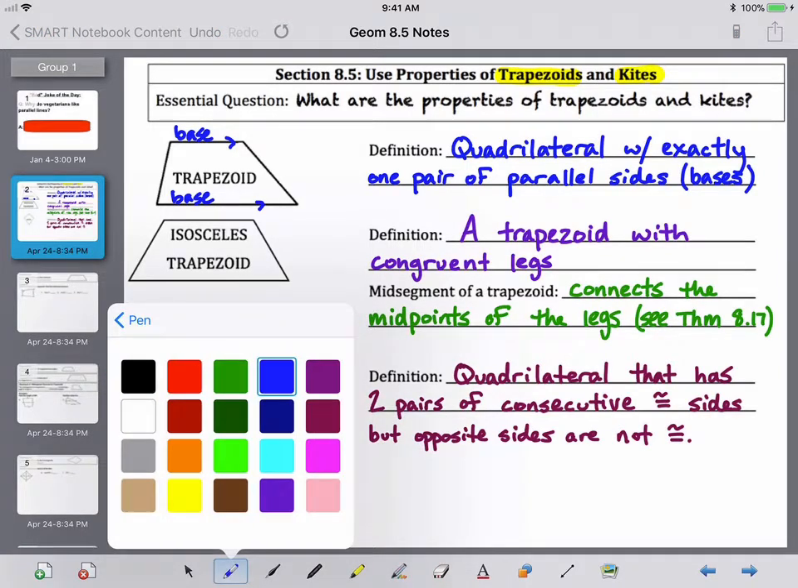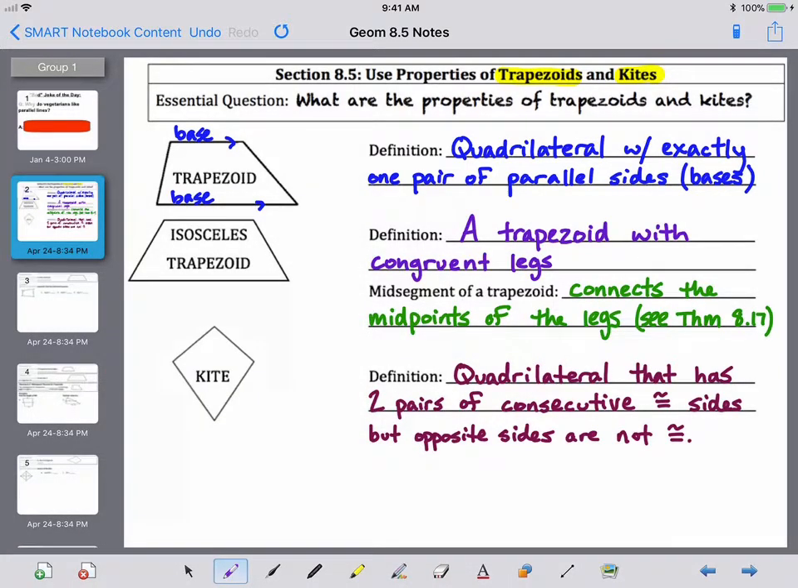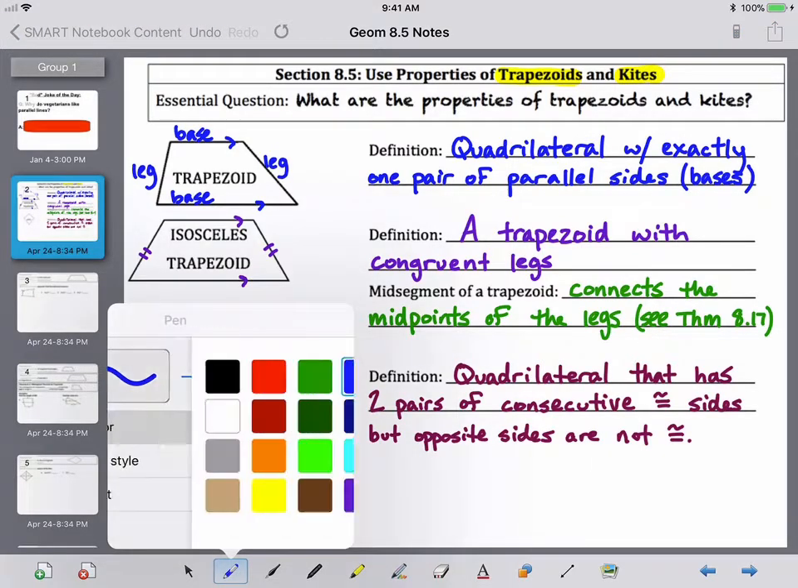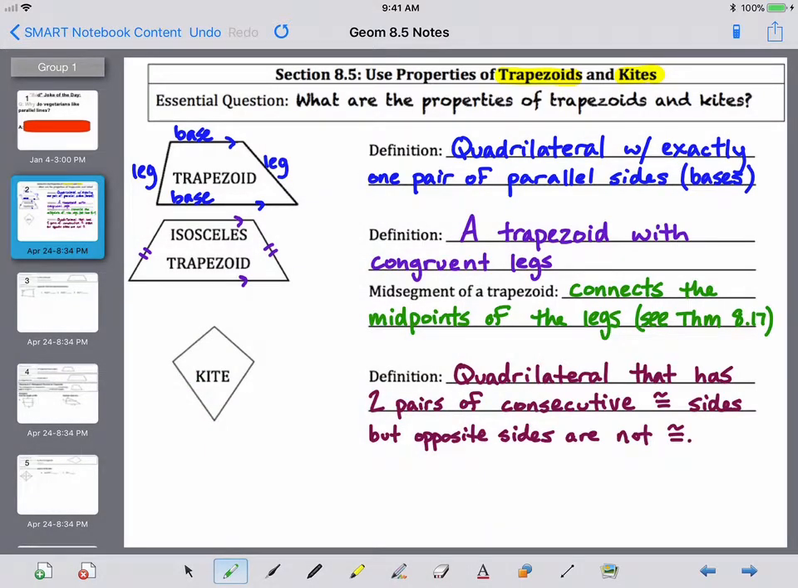An isosceles trapezoid is a specific type of trapezoid, so it's still got parallel bases, but in this case, these legs are congruent. So that's another term that you need to know about. In a trapezoid, these on the side are called the legs. So the other two sides that aren't the bases. We'll get to this later, but just for now, know that the midsegment of a trapezoid connects the midpoints of the legs. And we'll refer to that a little bit more in Theorem 8.17.